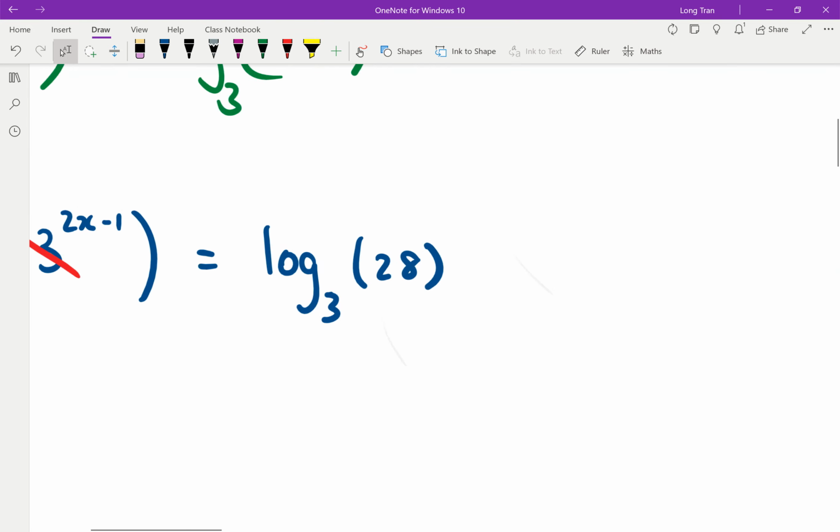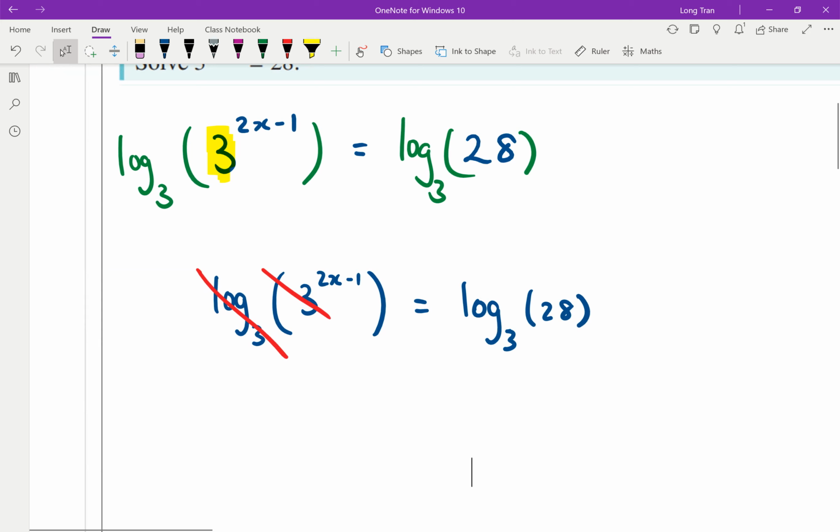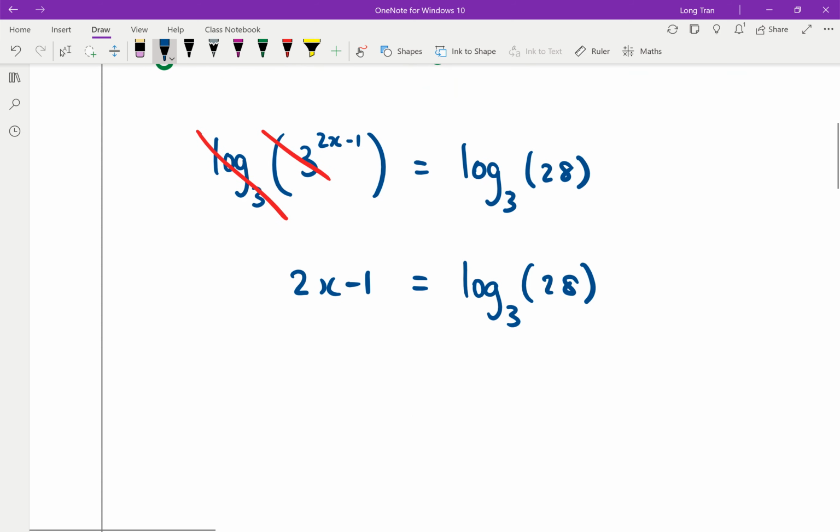So going back here, once you've done log base 3 on both sides, they cancel out, and what are you left with now? You've got 2x minus 1 on the left-hand side, and on the right-hand side, you've got log base 3 of 28. We don't know what that answer is, so leave it as an exact value. Add 1 on both sides, so 2x equals log base 3 of 28 plus 1.